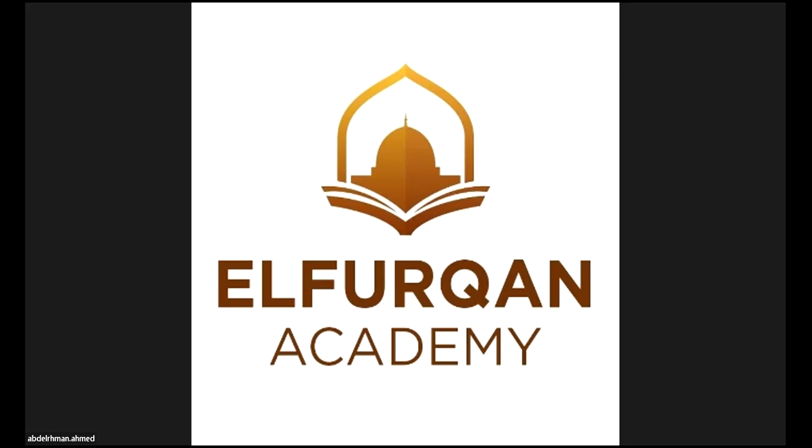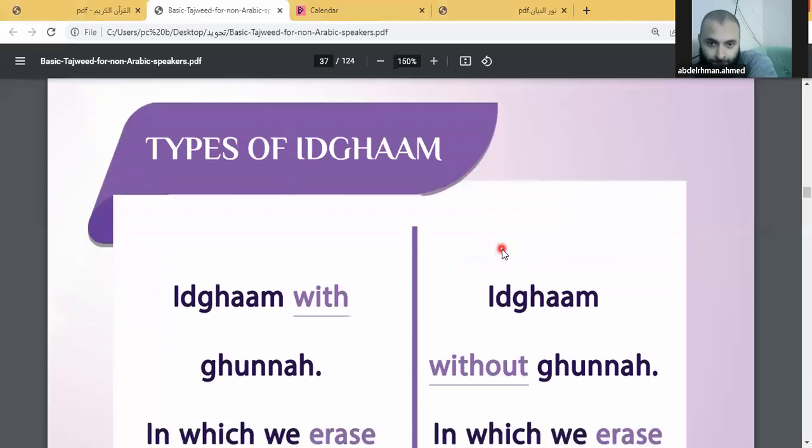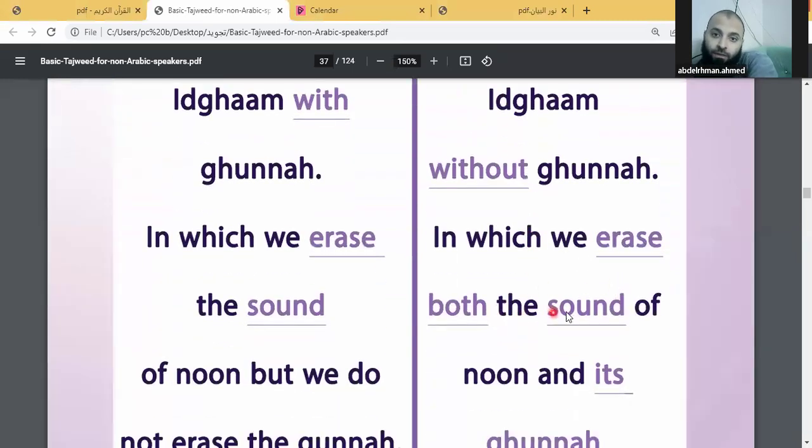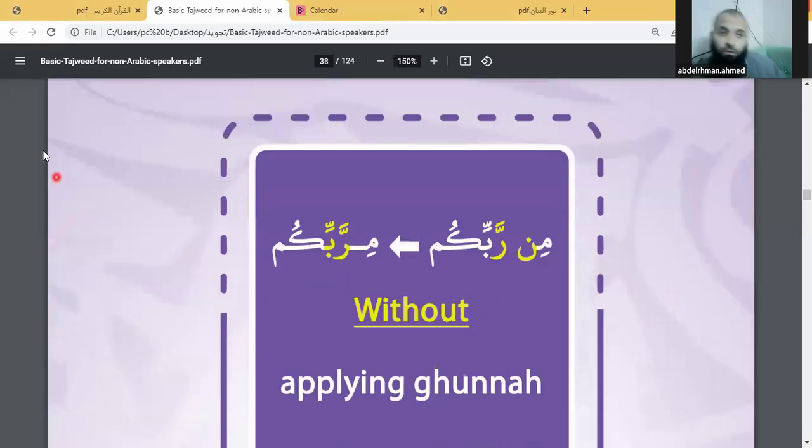Assalamu alaikum. Today, inshallah, we will start the second type of idgham, which is idgham without ghunnah. And we said in this type, we erase both the sound of noon and its ghunnah. In the previous lesson, idgham with ghunnah has two letters, lam and ra, or ra and lam. And we said we have three steps to apply the rule of idgham.